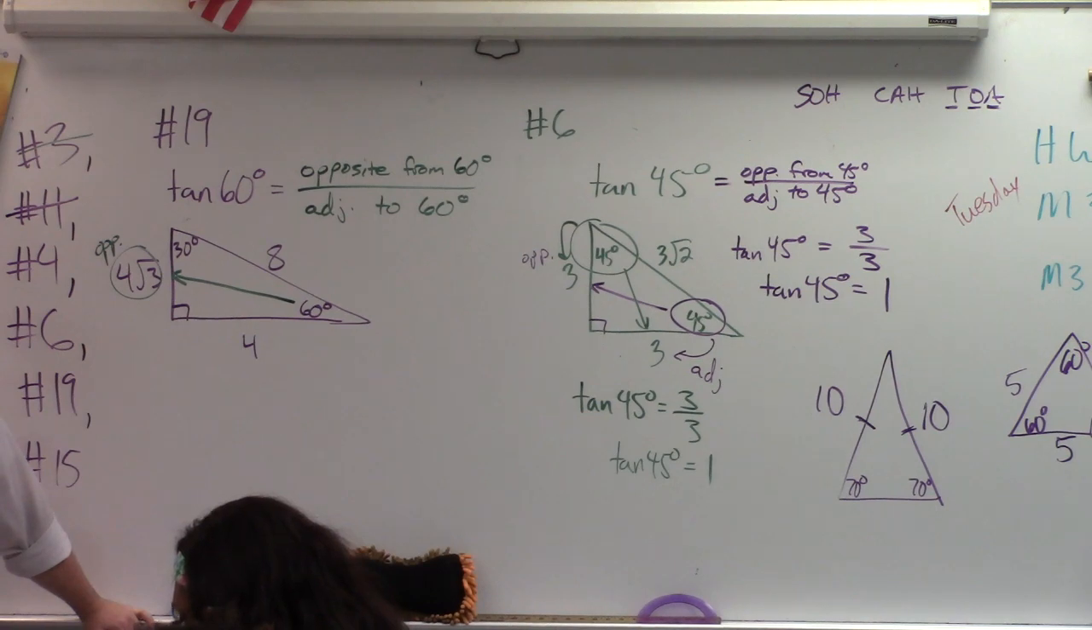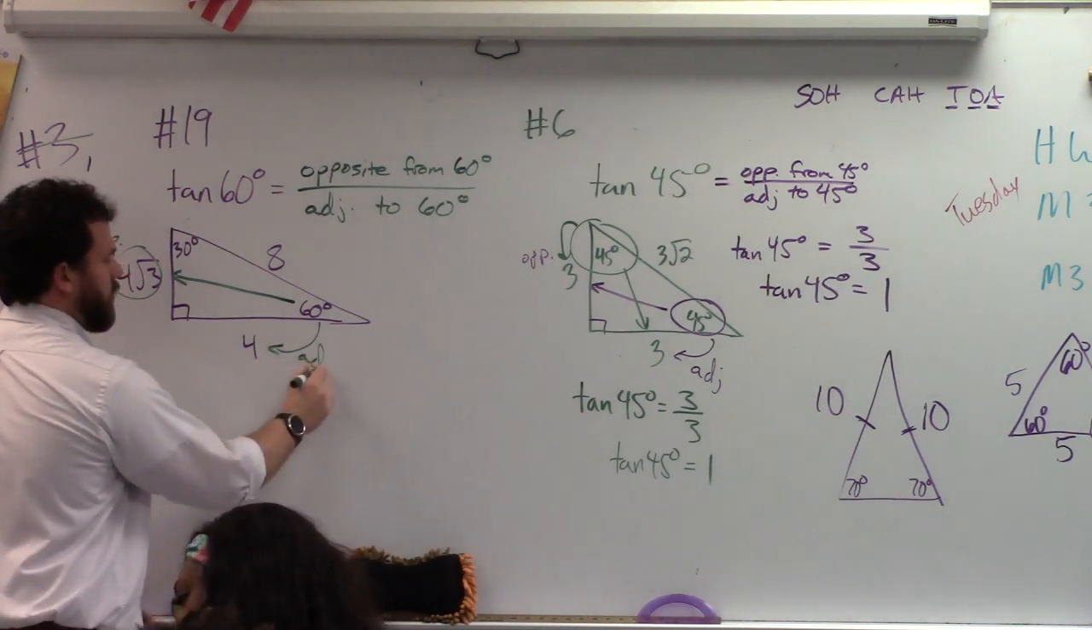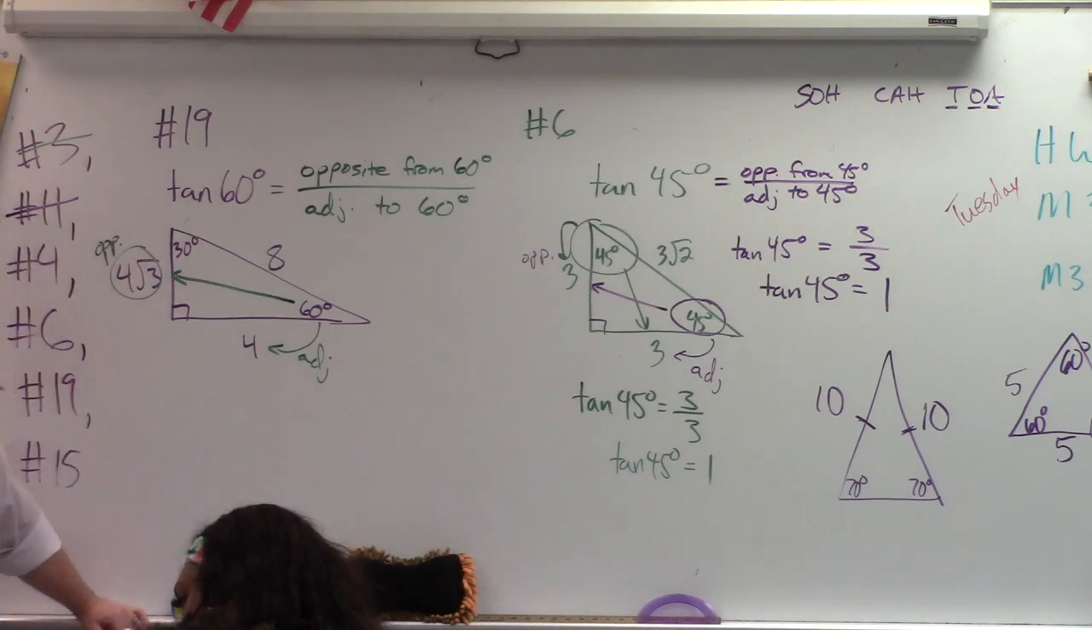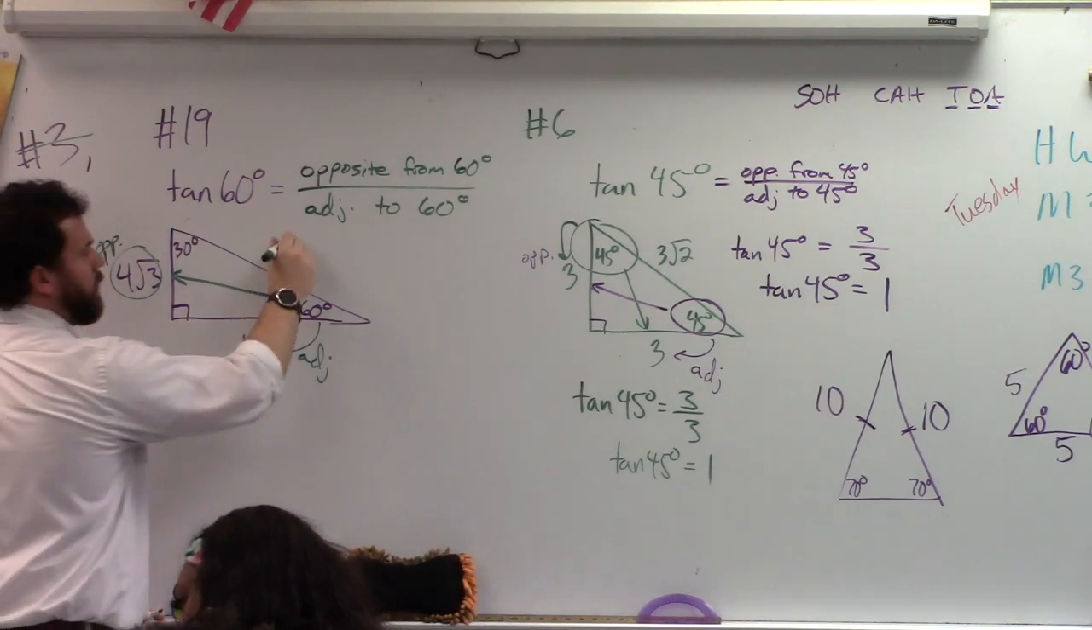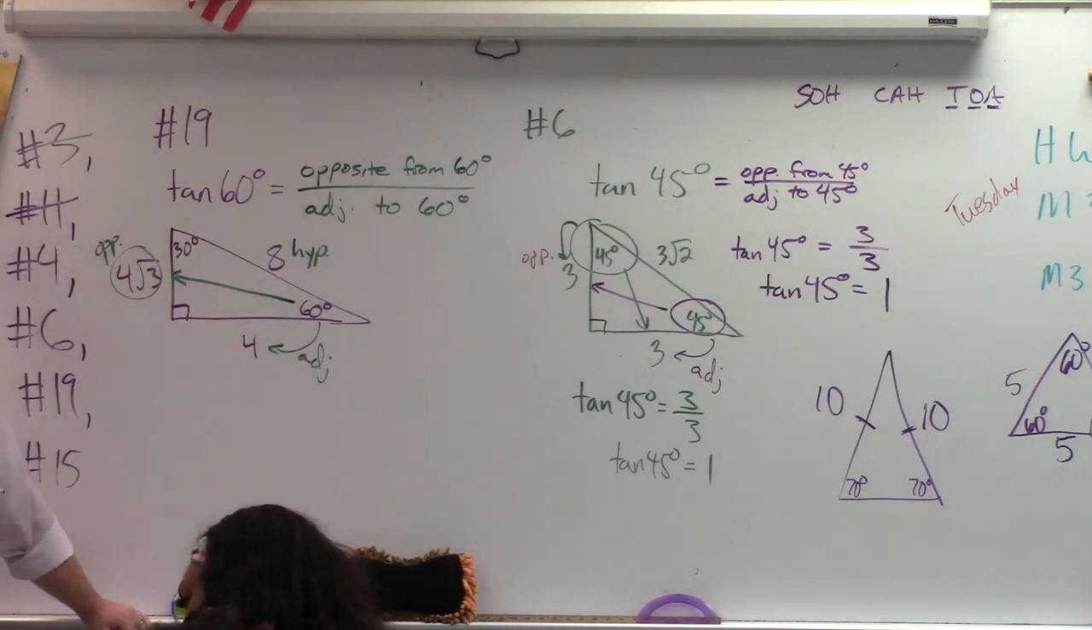Alright, Rose, can you tell us what adjacent would be? The 4? And we know that the 4 is adjacent because what's the hypotenuse? 8. Right? That's a big part of the story, that we need to know what the hypotenuse is.